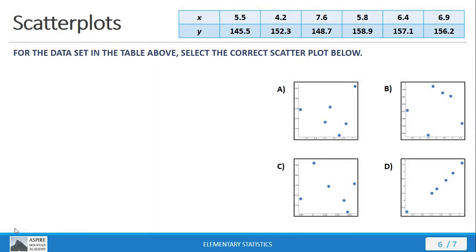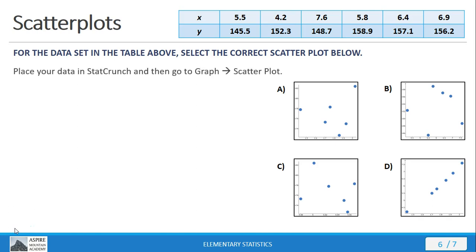Let's look at an example problem really quick before we end our lecture today. So here we have a data set. We're asked to select the correct scatter plot below. So go ahead, get into StatCrunch and put the X and Y data that you see there in the table inside StatCrunch. Make your scatter plot, make your selection of which answer choice you think is the best one, and then come back and we'll see how well you did.